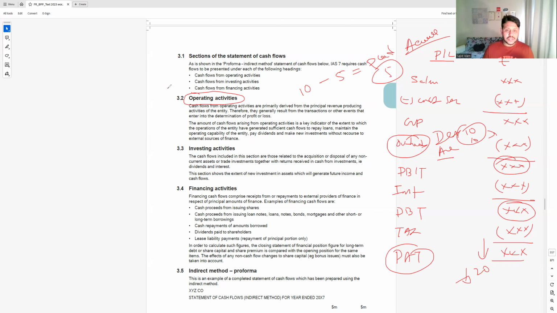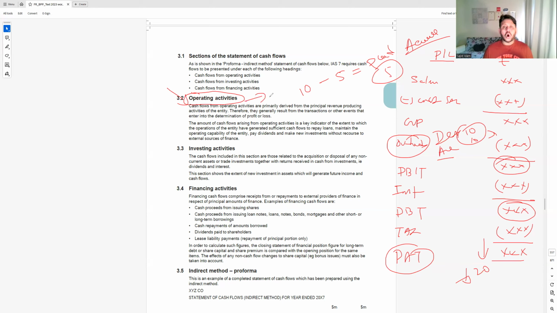Now we're going to discuss all these things under the operating activities. Before we go into detail, let me explain a little bit the difference between these three. We follow three activities: the operating activities, the investing activities, and the financing activities.